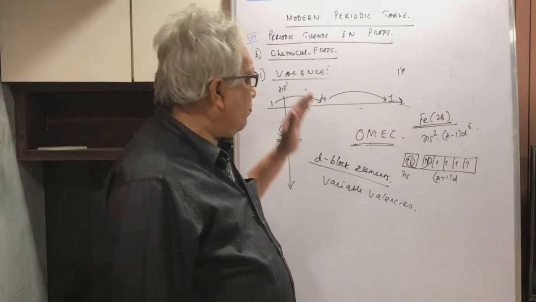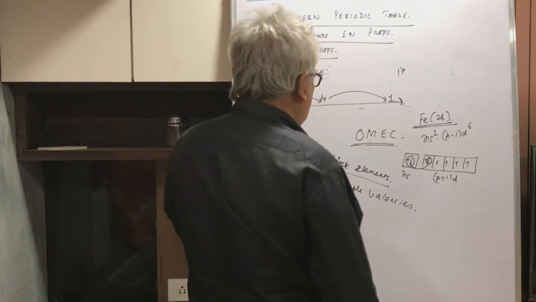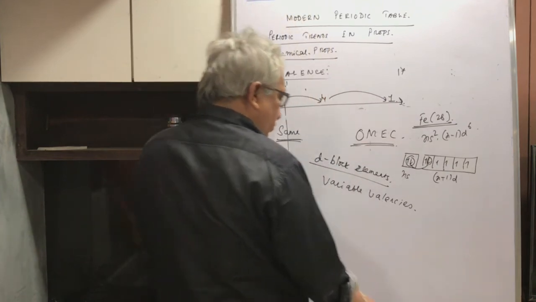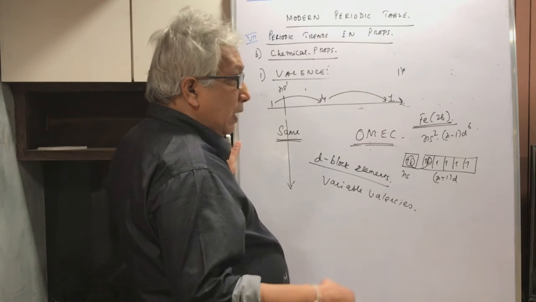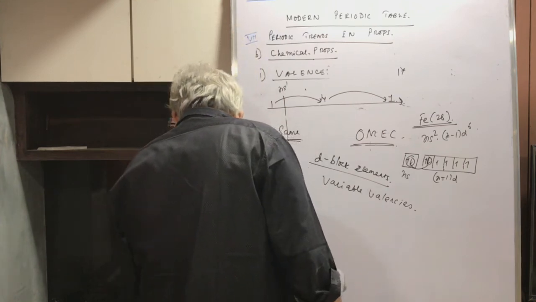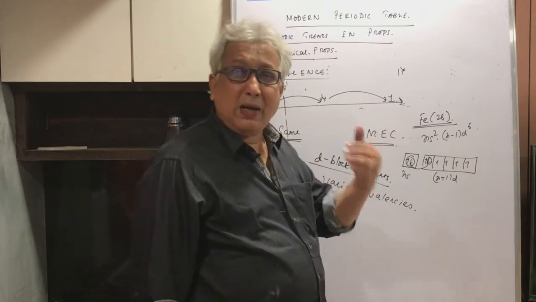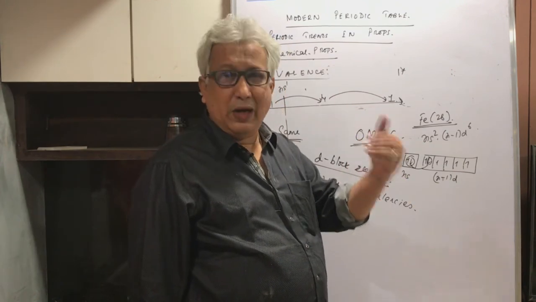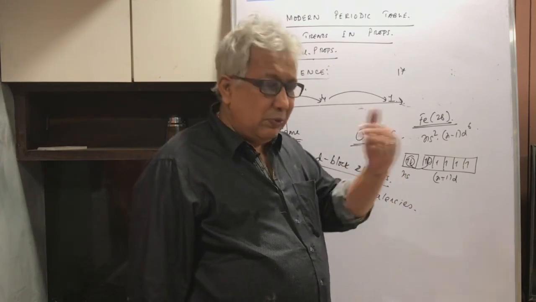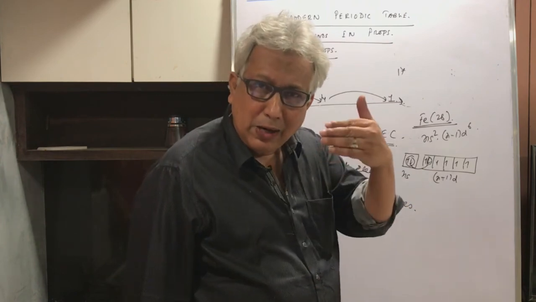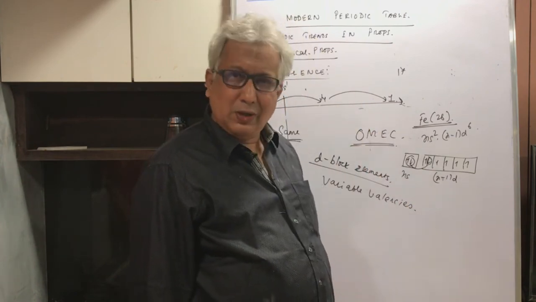Is it okay? So with that, I think we are through with the valence of the elements. The next thing that we will talk about is the metallic and non-metallic character of an element, and that I will discuss in my next video lecture. Is it okay, children?